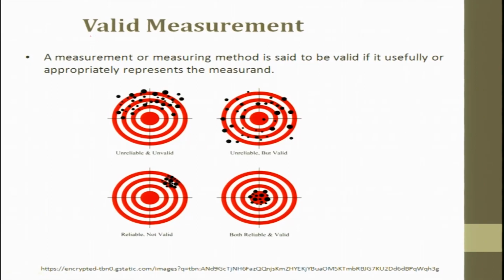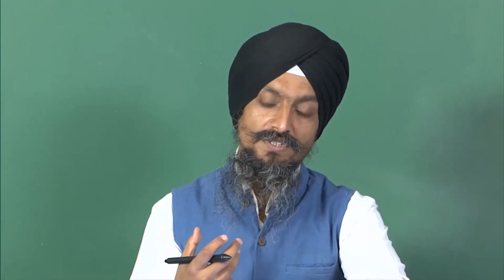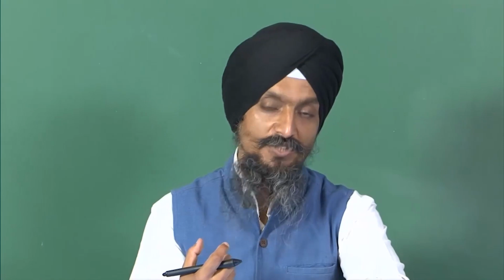So next is valid measurement. It is very important that the measurement is valid. This can be compared with the accuracy and precision, like has been discussed by Dr. Ram Kumar before. The data or the readings or the observations that we have obtained are to be valid to work on them.